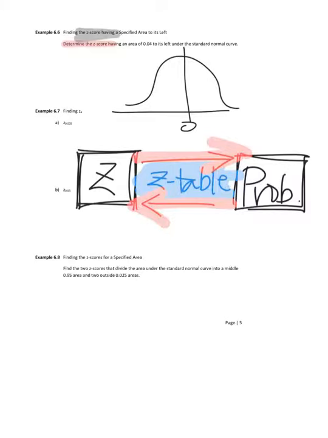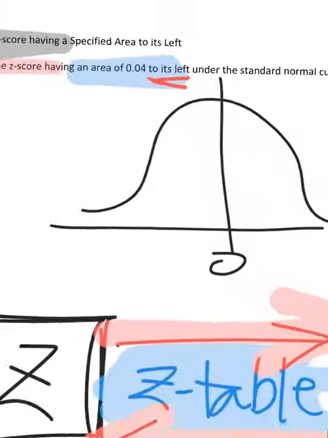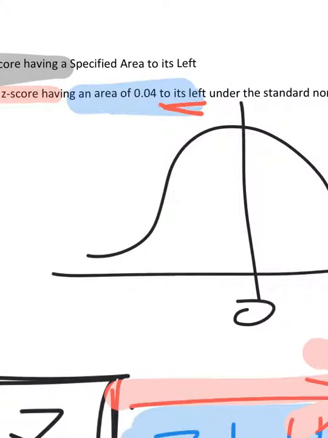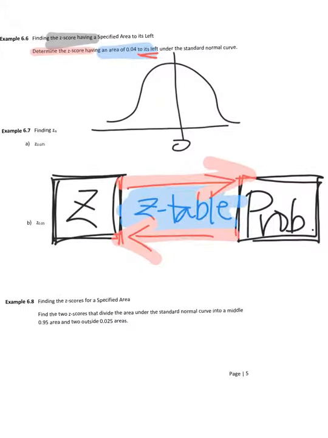Here was the probability, 0.04. Where is it? To the left. Can you see that? Let me make it bigger. There is an area, 0.04, to its left. What does it mean? What do you expect? The z-score will be negative or positive. You know, the probability 0.04 is to the left.